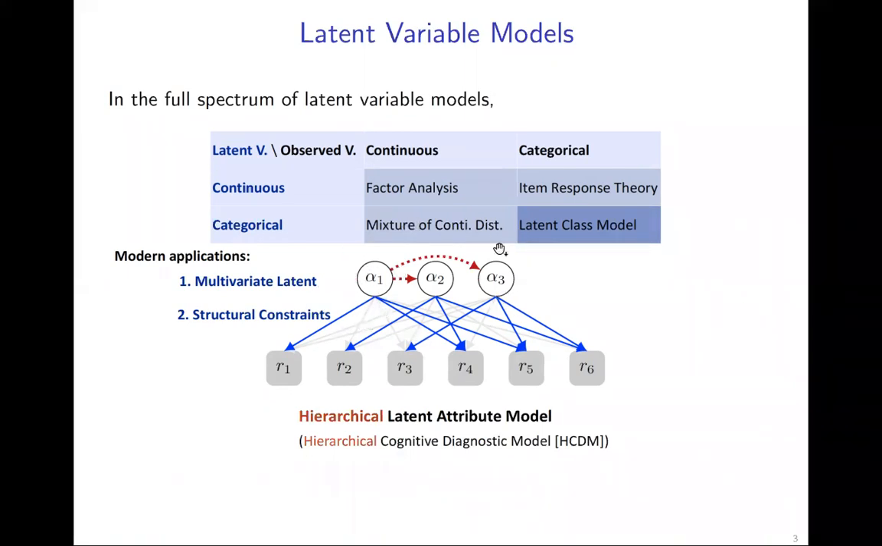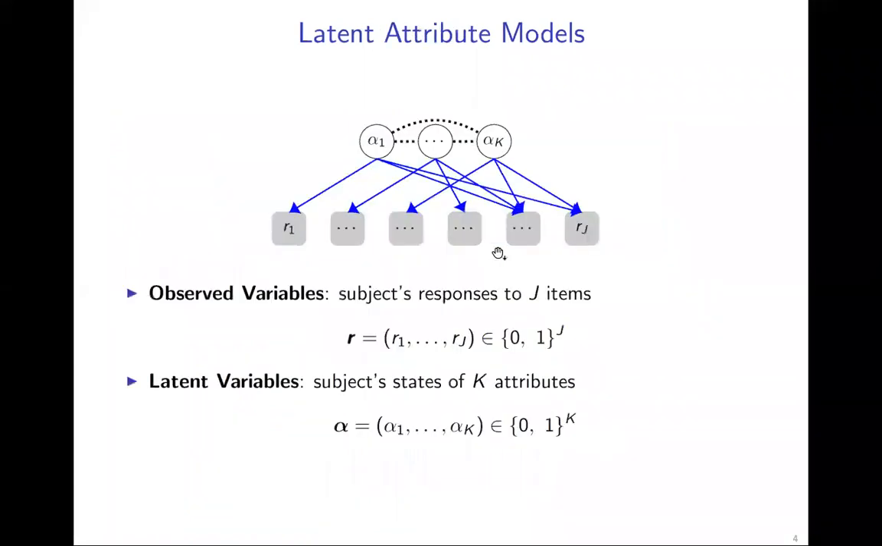So I will call this a hierarchical latent attribute model. To fix notation, let's first look at the two types of random variables in such latent attribute models. On the observed side, I will use vector R to denote each subject's observed responses to J items, so denoted by vector R with J dimension. And on the latent side, I will use vector alpha to denote the subject's binary states of K latent attributes. So in this talk, both R and alpha are assumed multivariate binary.